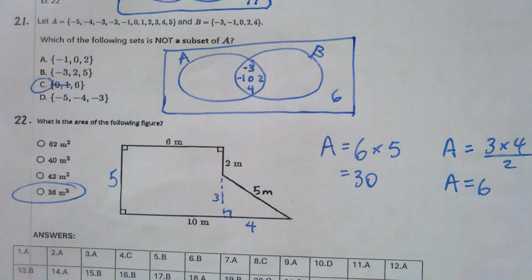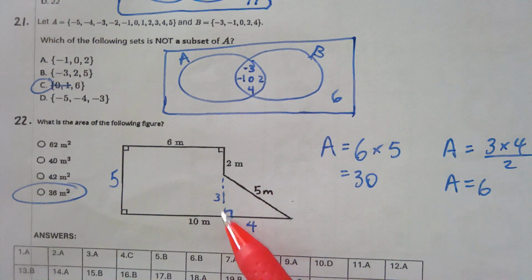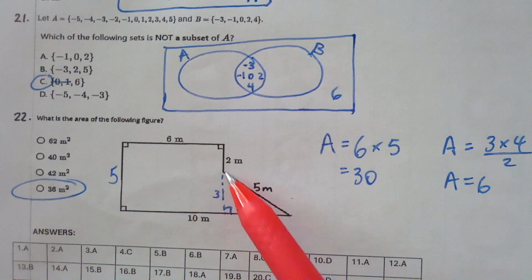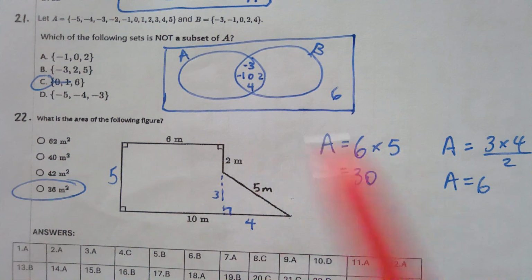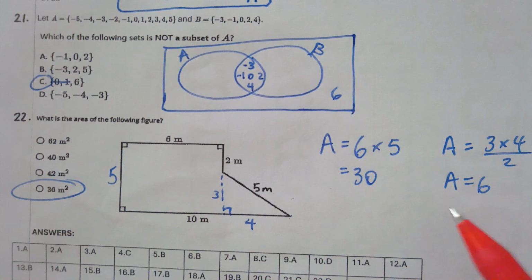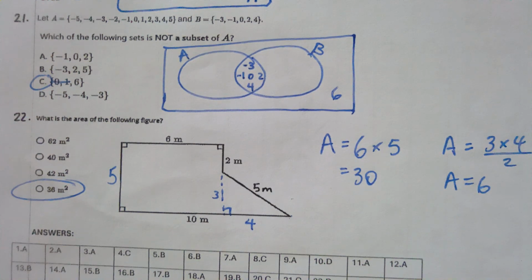And lastly, number 22, composite figure. I have to calculate the area. I broke this in half. Pythagorean theorem: I know that this is 3, so this is 5. Length times width divided by 2. Add them together, I get the answer. Out of these 22 questions, remember, if you got more than 16 correct, it means you passed.